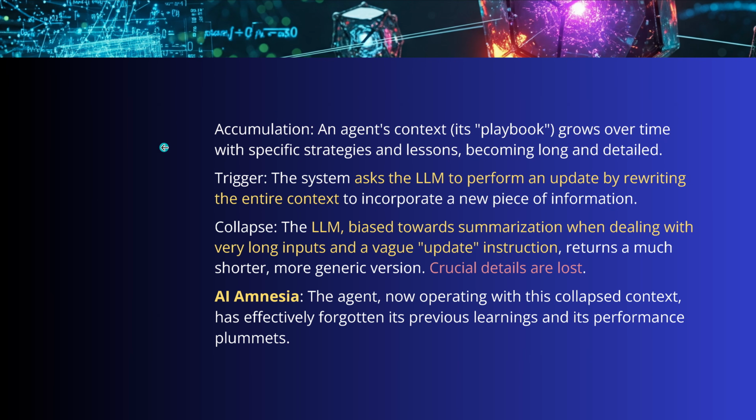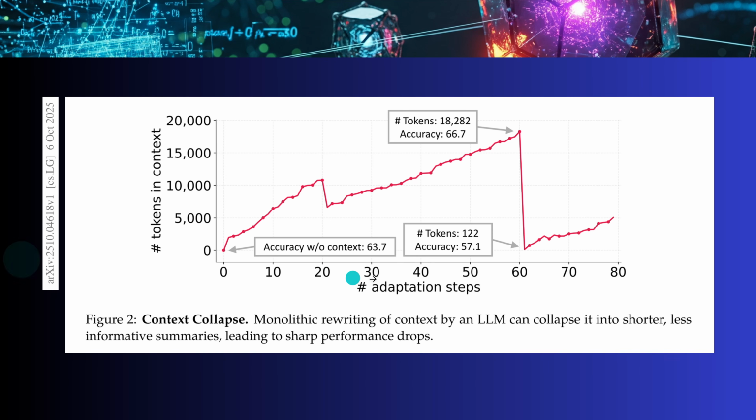So what do we do? If you want to see this in phases, we have an accumulation phase, a trigger phase, a collapse phase, and then the AI simply has amnesia. The agent, now operating with this collapsed content, has effectively forgotten its previous learning and its performance plummets. This is exactly where we say, goodbye, ciao knowledge, I just forgot you.